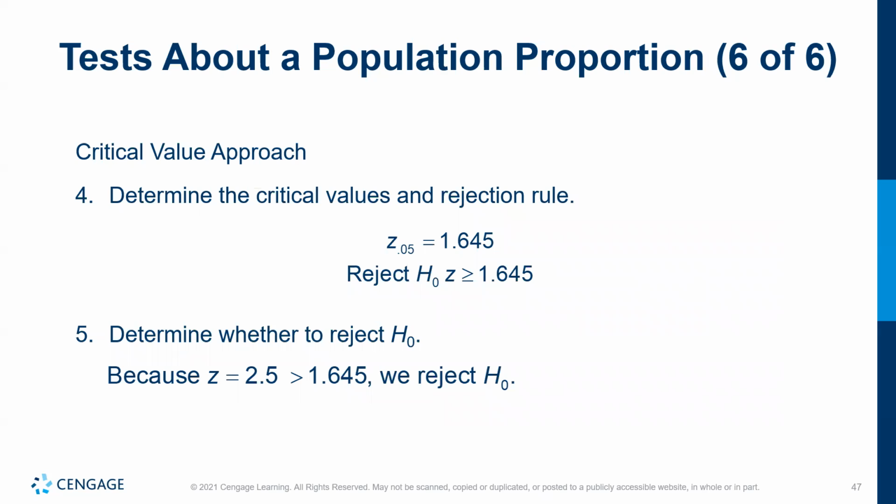If we're going to use the critical value approach, instead of converting it to a probability, we're just going to use the z value. So we're going to say, okay, the z of 0.05 is 1.645. So because 2.5 is greater than 1.645, we reject the null hypothesis and say there really has been a change. There's more female golfers now. So our promotion must have worked, okay?